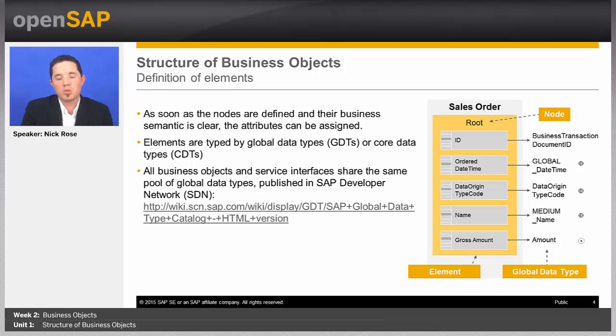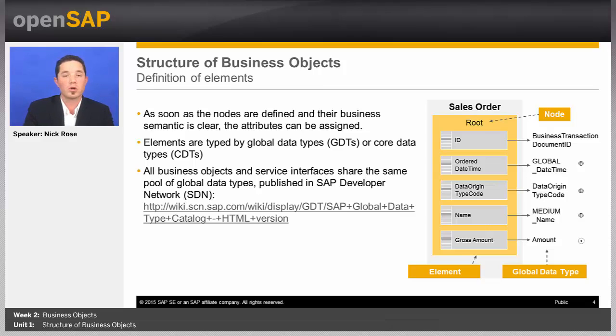Now, there is a large number of data types that are available to us in the application. You can use the link in this slide to see what all is possible, or the repository explorer, which we'll see in a little bit. But to give an example, on the sales order root node, we have an ID, and that is of type Business Transaction Document ID. This is a very common data type for IDs within SAP Business ByDesign. You'll see it used a lot in standard objects.